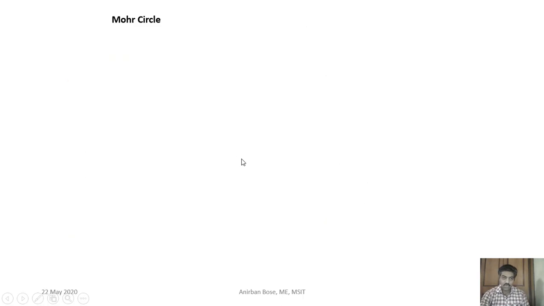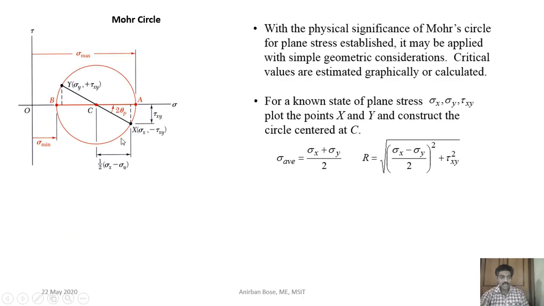Now you go to this example. Suppose this tau is anti-clockwise positive. Suppose you are plotting in the sign convention that we have mentioned, that means if this is anti-clockwise then it is positive, then you have to plot one point, that is sigma x comma minus tau xy, and another point as sigma y comma plus tau xy. Then you have to join these 2 points. It will cut a point on this axis, that will be the center. You take that radius and draw the circle.